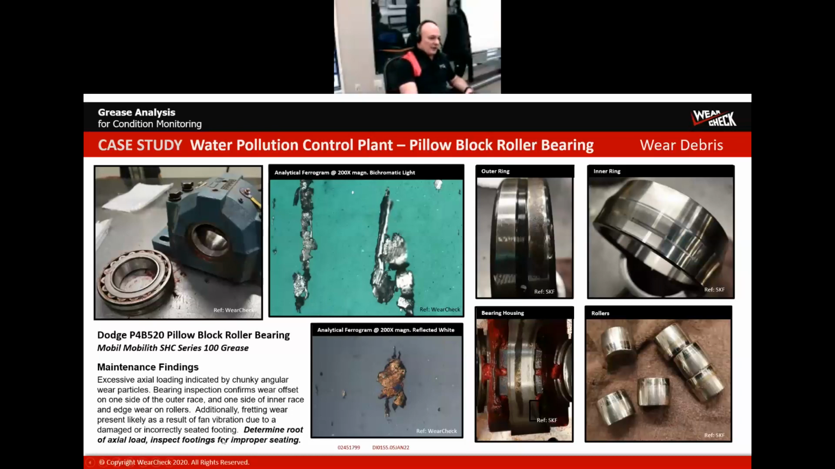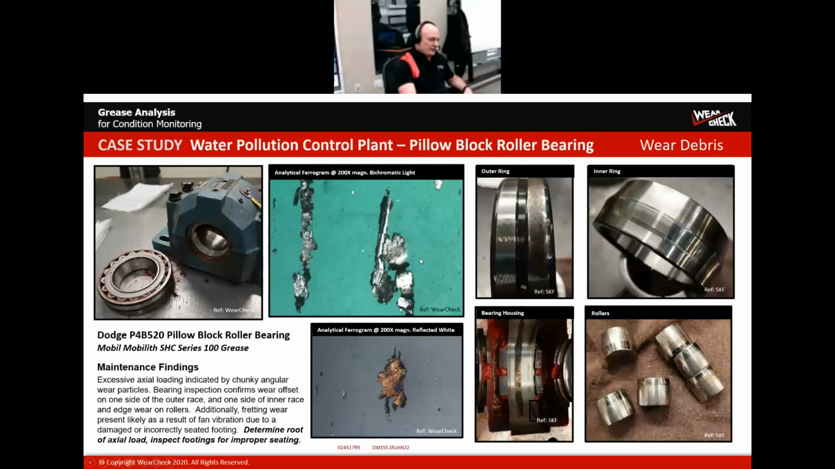The other ferrogram, we were also picking up some laminar wear. We did a heat treating on this, and we could see that it was a medium alloy steel, and embedded in it was a low alloy steel. So we could tell that there was some boundary lubrication situation here where the grease wasn't performing how it should. But this top sample was a little bit more interesting.